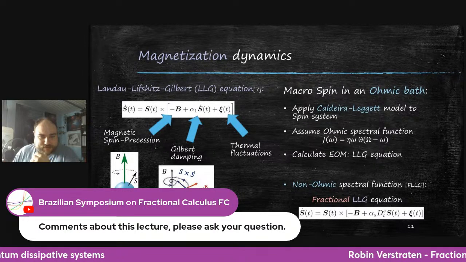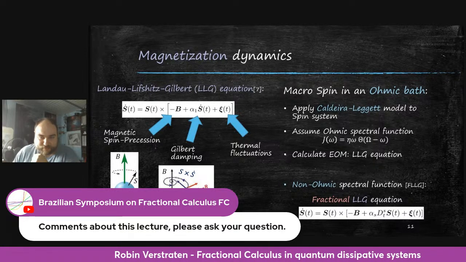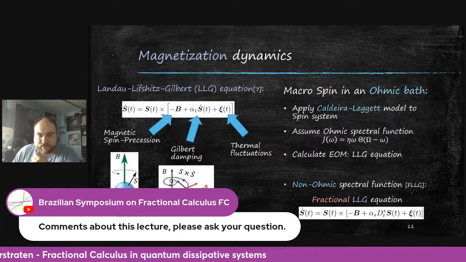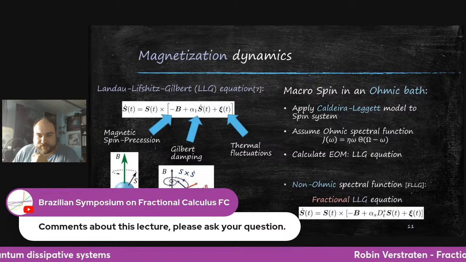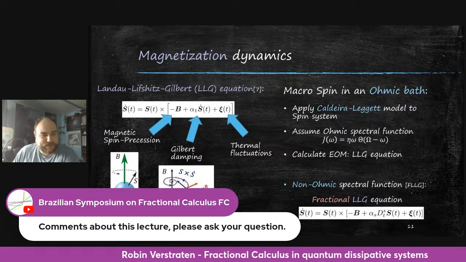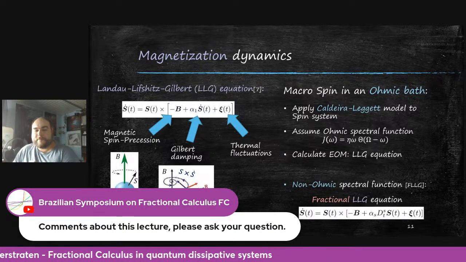Now, again, this equation was first derived phenomenologically, but you can also do it through the Caldeira-Leggett formalism if you use a thing which is called Keldysh theory. Now, that's quite far beyond the scope of this talk, but its core idea is very similar, where you also get the spectral function, you assume it's linear, and finally you get the Landau-Lifshitz-Gilbert equation.